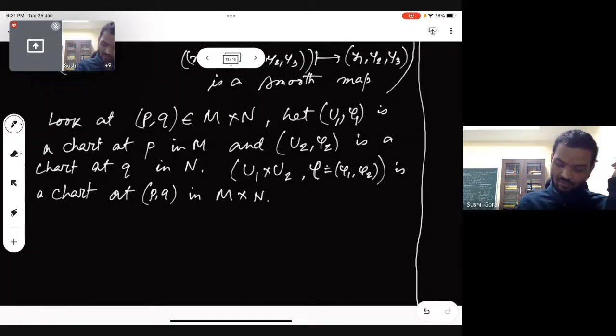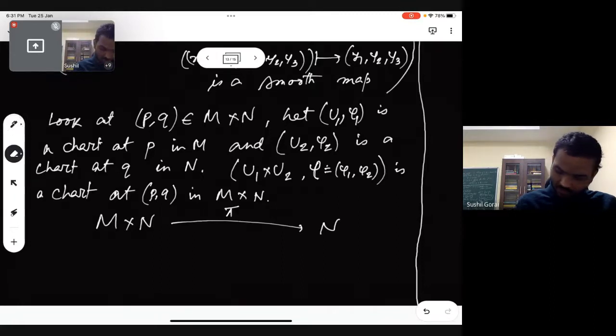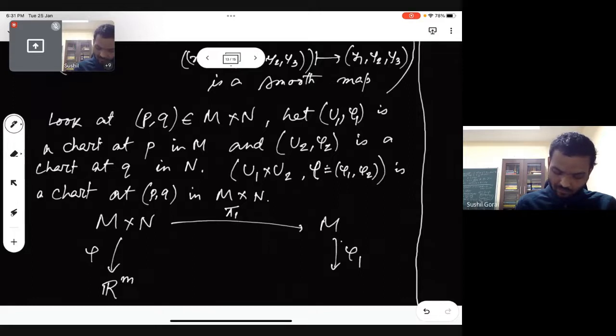It's fine. Now you have M cross N here, and you have M here, with the projection. First you take the first one, M. In this case, we take this chart's open set as U1 cross U2. So here we look at phi, and here we look at phi1. Now here this is R^m cross R^n, and here it is R^m.